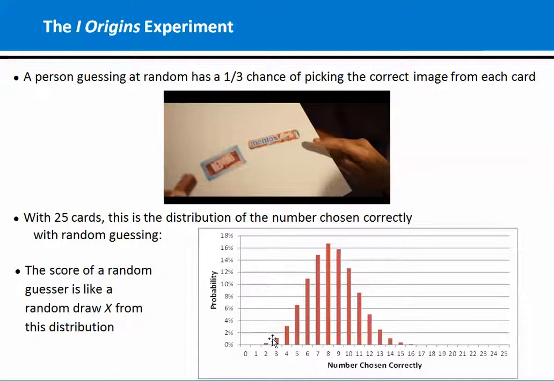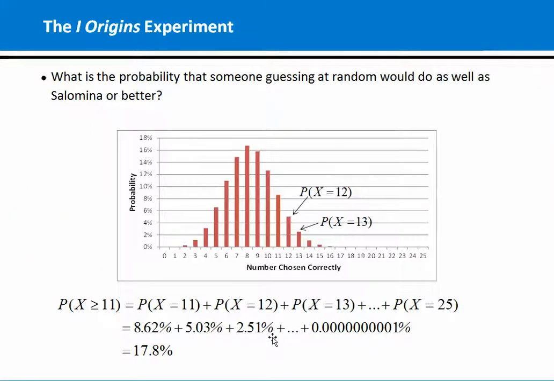How did Salamina do relative to the population, given that she got 11 correct? So we might ask, what is the probability that someone guessing at random would do as well as Salamina or better? Equivalently, we might say, what proportion of the population scores 11 or better? Okay, so we're asking for the probability that a randomly drawn x will be greater than or equal to 11. So we just need to add up the bars. These give us the individual probabilities, right? And it turns out that that's 17.8%.